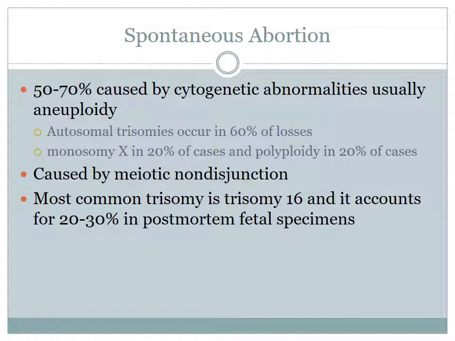50 to 70% of the spontaneous abortions are caused by cytogenetic abnormalities. Most commonly, it's due to aneuploidy. Autosomal trisomies occur in 60% of the losses, followed by monosomy X in 20% of the cases and polyploidy in 20% of the cases. The trisomies are caused by meiotic non-disjunction. The most common trisomy is trisomy 16, and it accounts for 20 to 30% of trisomy losses seen in postmortem fetal specimens.